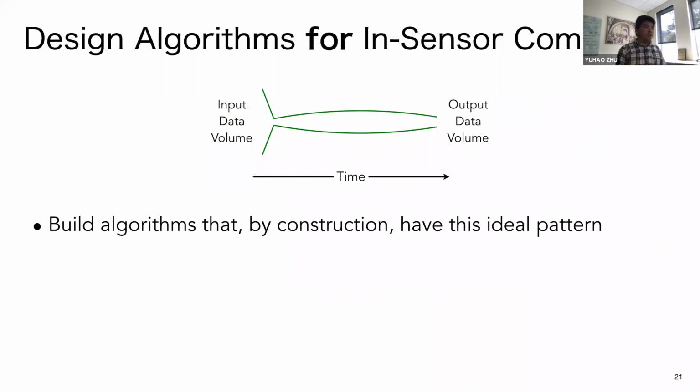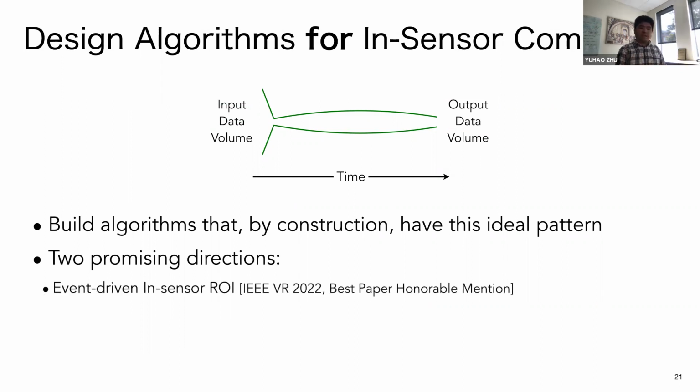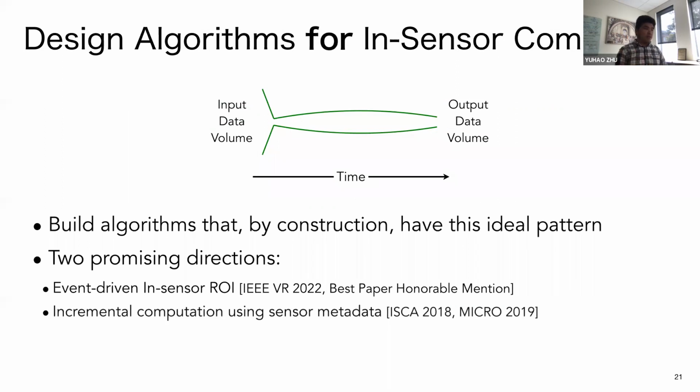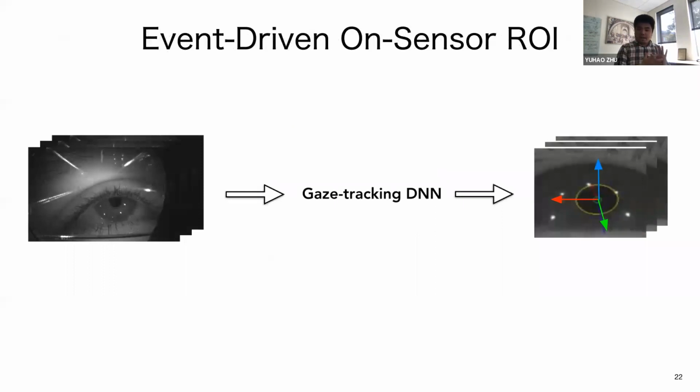In other words, we have to build algorithms that by construction have this ideal pattern that can benefit from in-sensor computing. And I'm going to talk about, real quick at a high level, two promising ideas or two promising directions along this line. One is what I call event-driven in-sensor ROI. ROI stands for region of interest. And the other is what I call incremental computation using sensor metadata. Okay, so I'll start with the first idea, which is event-driven in-sensor ROI. And I'm going to use eye tracking, which is widely used in AR/VR applications, but other application domains as well, as a case study, as a running example.